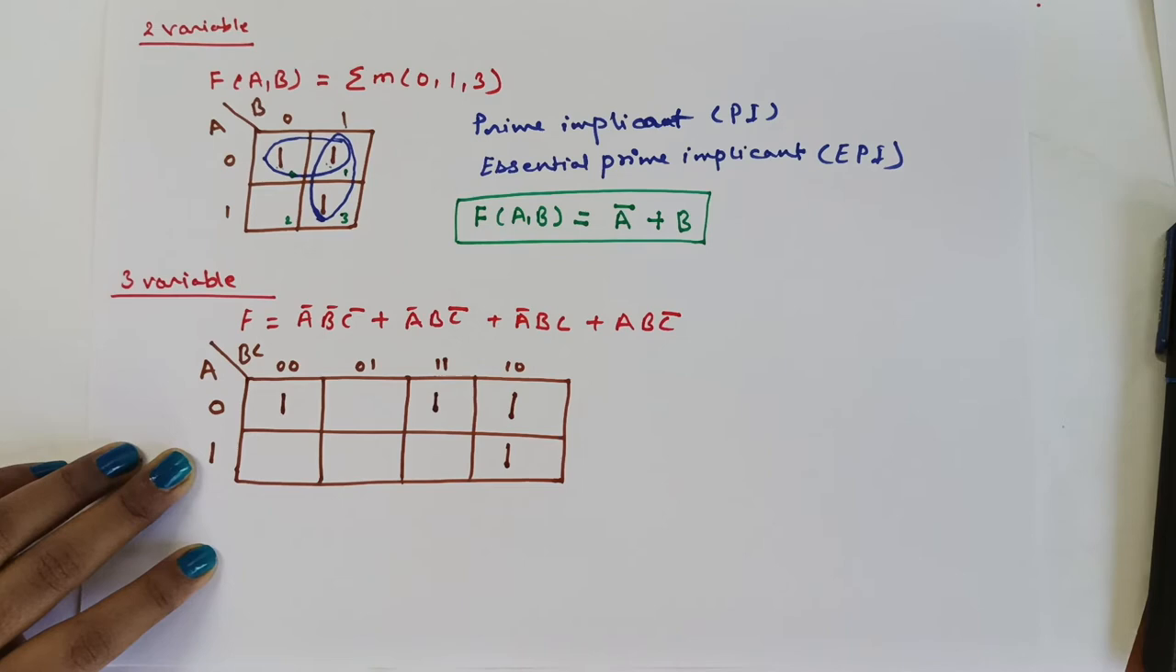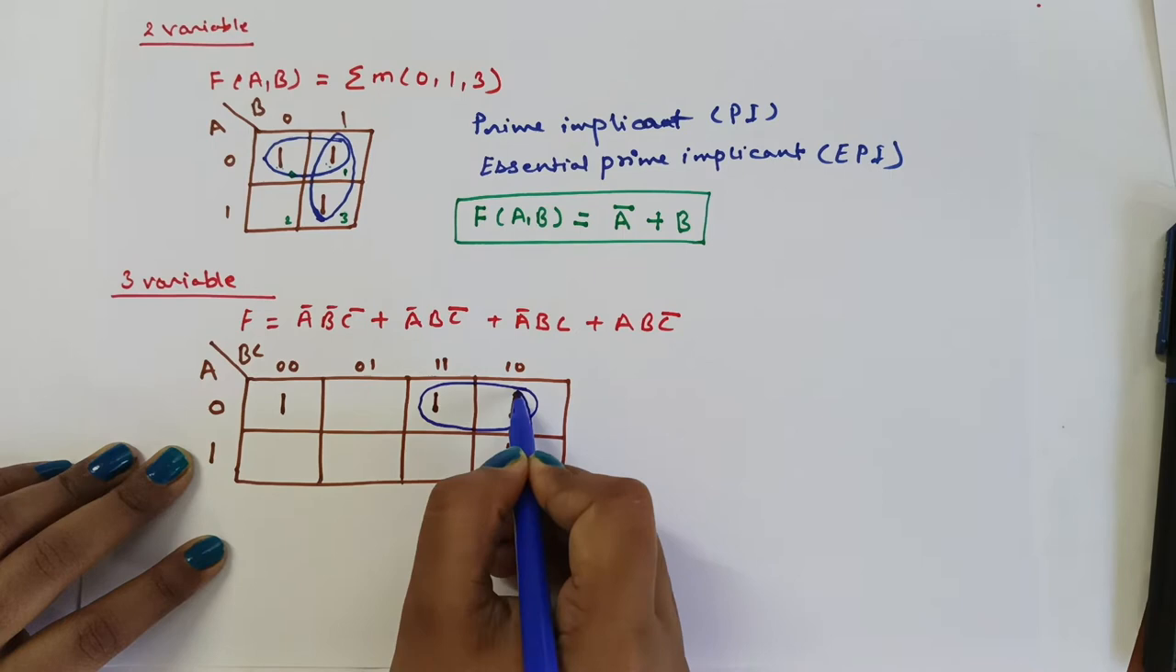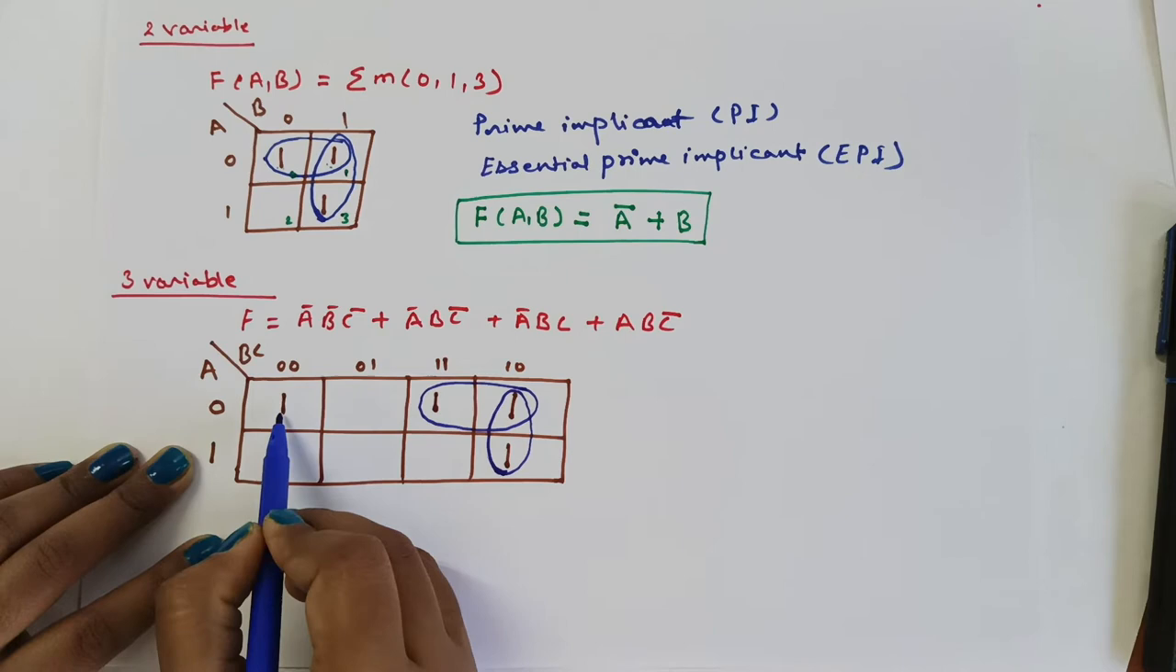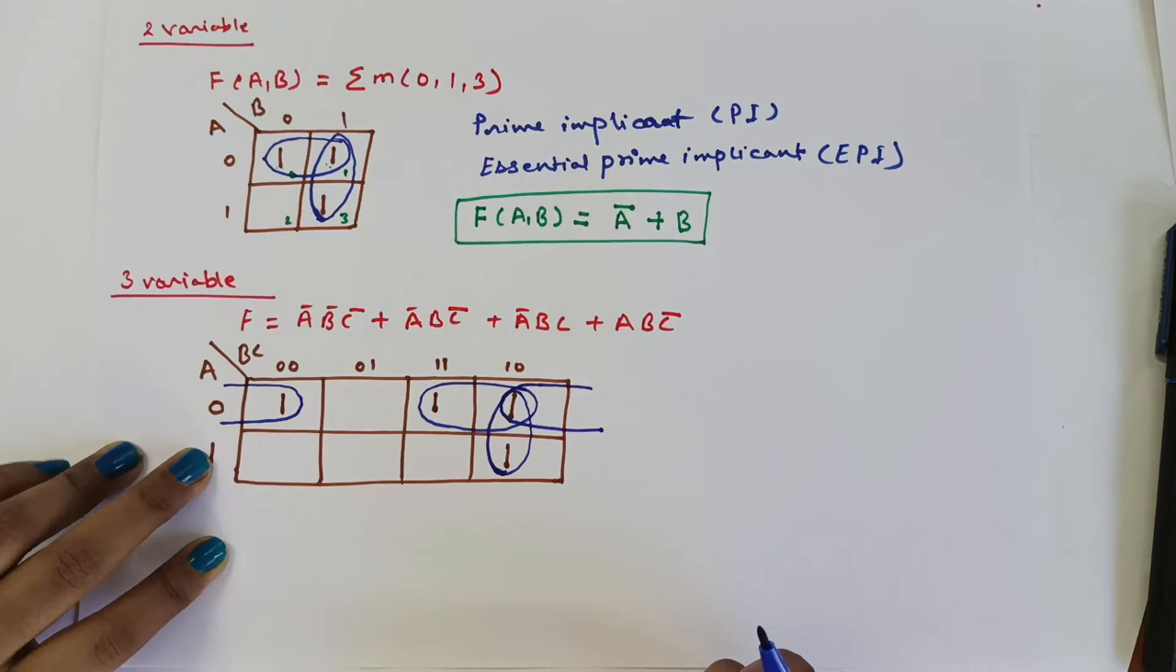Now for grouping, group these two ones together and another group for these two ones and another group for third group for this corner ones. So opposite corner 1 and 1. Now we will write the simplified expression for this K map.